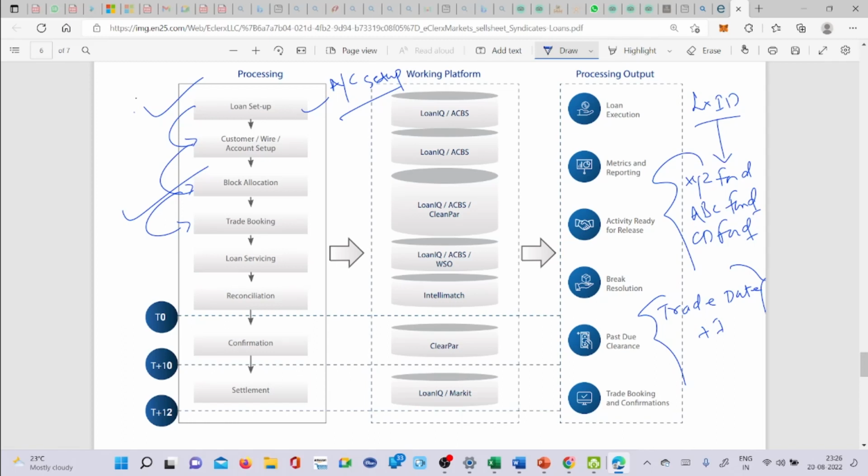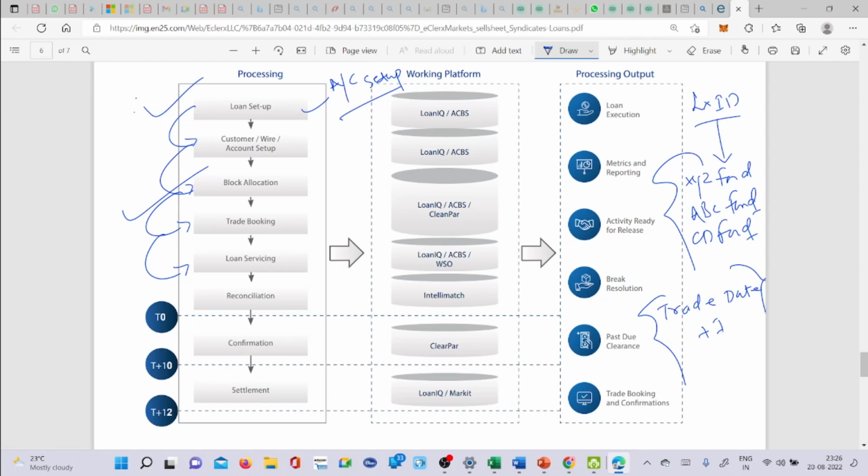You require trade date, settlement date, ISIN, LXID, price, quantity, right? Counterparty name is also required to create the records in your system. Simple. So after creation of the records, your loan servicing comes into the picture.